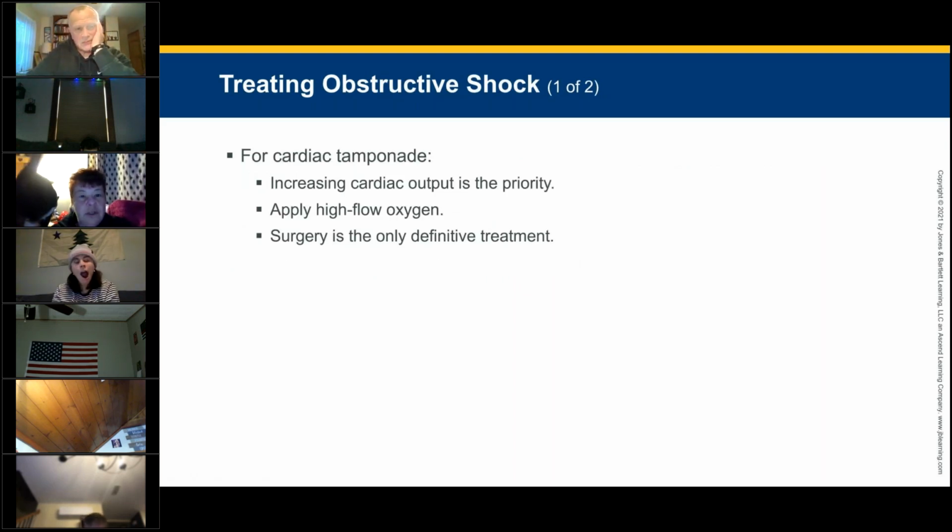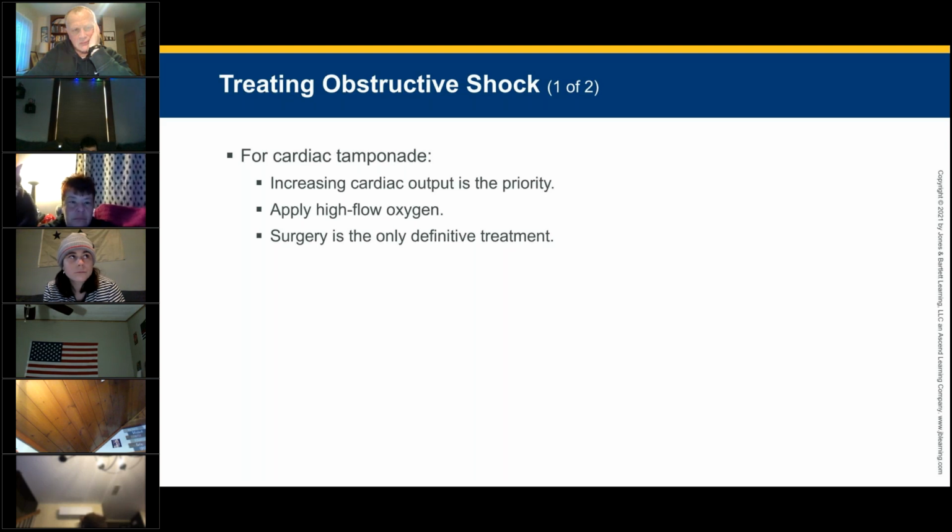Treating obstructive shock. So for cardiac tamponade, your goal is to increase their cardiac output. You're going to give high flow oxygen, and the only definitive treatment for this is surgery. So getting them to the hospital is your priority here.